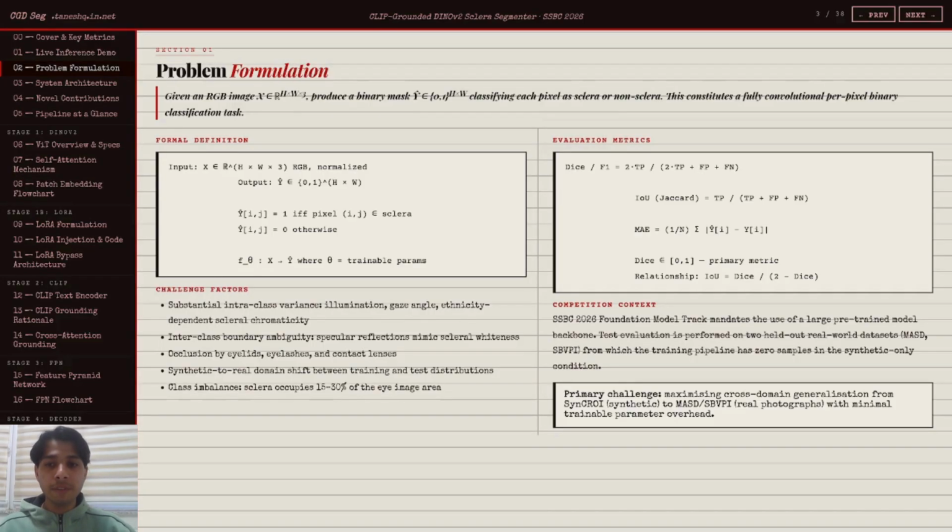And most importantly for this competition, our training data is mostly computer generated fake eyes. But the test data is real photographs. Those two worlds look quite different to a model. That gap is the central problem we are solving.